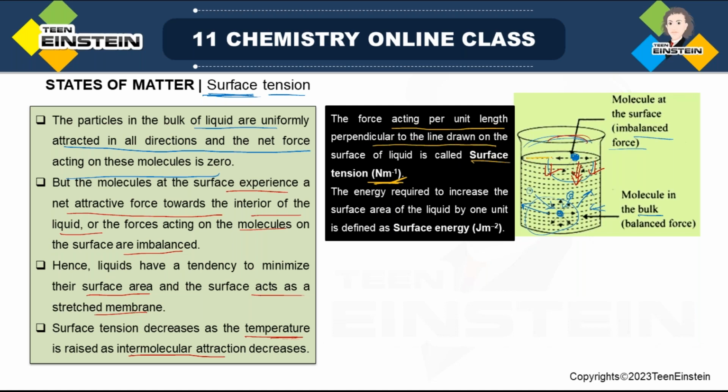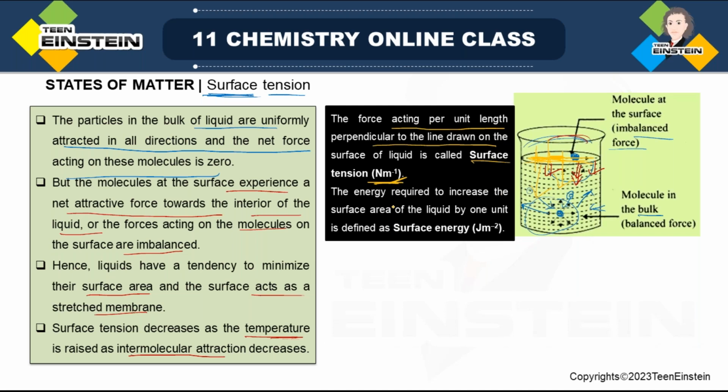On the surface, if you draw a line like this, suppose this is one unit length, this is another unit length. Per unit length, the force acting perpendicular to the line drawn on the surface, with an inward pull occurring, that is surface tension. The unit is Newton per meter.